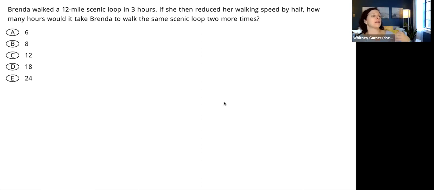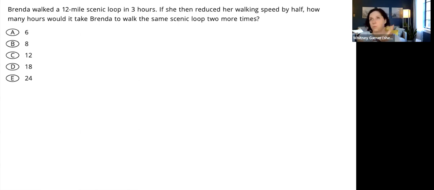It doesn't say, you know, she walks the first half of this 12-mile scenic loop in 3 hours, and then she returns at a speed that's half. So we're on the same, right? It's one trip from start to finish, and the details are the information about that. Okay. So that's the signal that we're dealing with a pretty straightforward, use the fundamental equation.